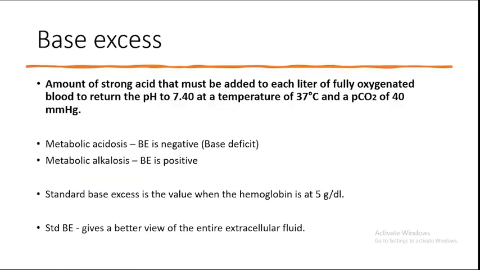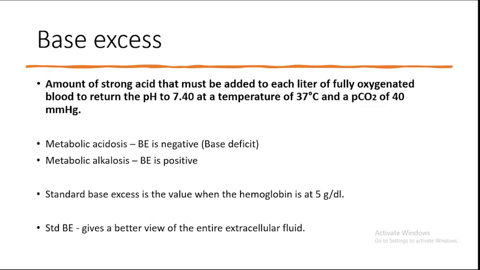Because I mentioned the base excess, I'll just tell you what base excess is. There are some bases in excess, because of that the pH is now alkalotic. So what this value means is the amount of strong acid that has to be added to 1 liter of fully oxygenated blood to return its pH back to normal. And this is a calculated value, so it assumes that the temperature is 37 and the carbon dioxide is 40.